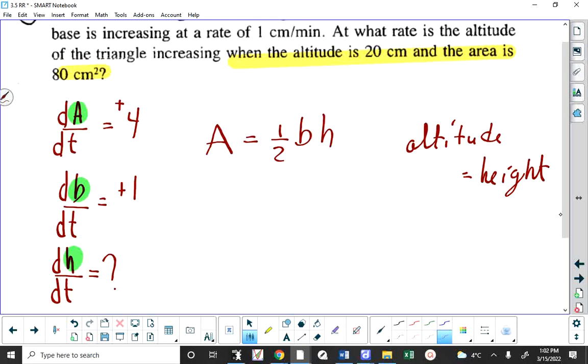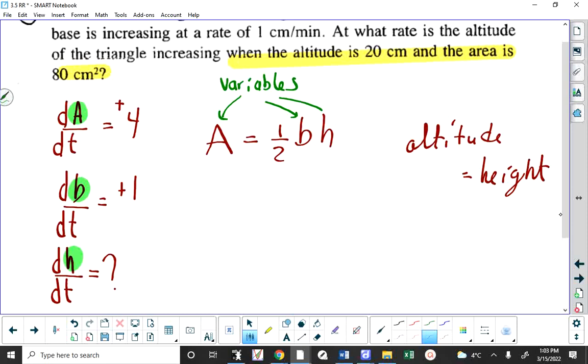And when we differentiate, all 3 of these things are variables, which means that when we differentiate this equation, everybody, there's going to be a dA/dt in there. There's going to be a dB/dt in there. There's going to be a dH/dt in there. And that's okay because of those 3 rates of change, we know 2 and we're trying to find the third. In other words, everybody, I don't need to get rid of anything.